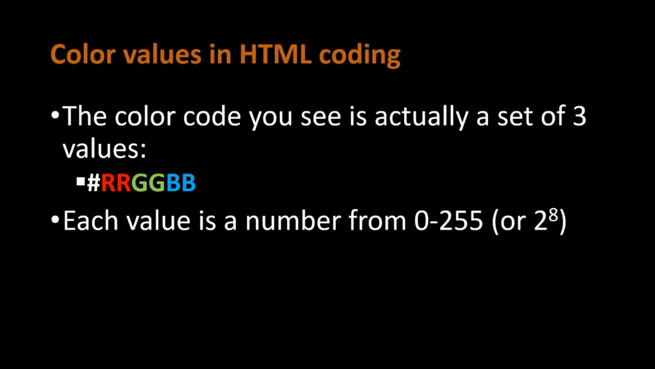Each value is a number from 0 to 255, or 2 to the 8th power. Why that number? Well, it has to do with screen resolutions today. That's part of it. It's 256 colors, right? Obviously, because 0 counts for 1, so that's a +1 on the end there. And 2 to the 8th power.